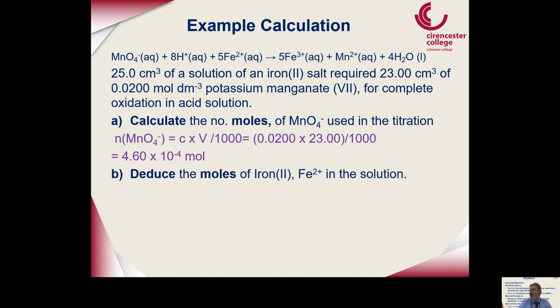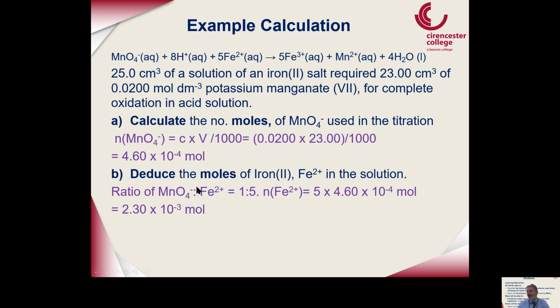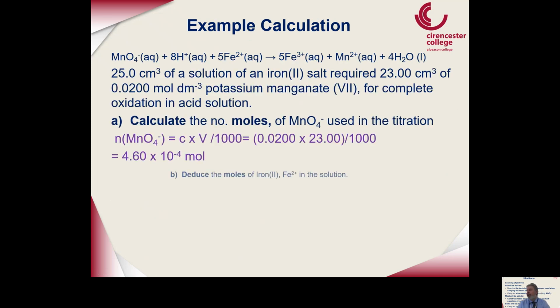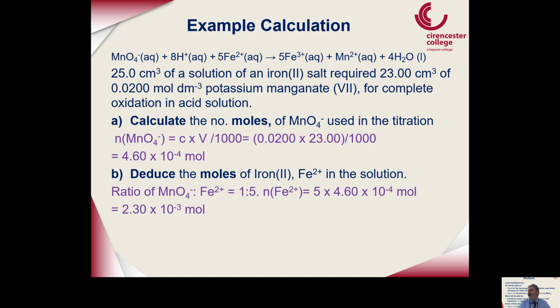Now, deduce the number of moles of iron in there. The ratio from our previous equation was 1 mole of this to 5 moles of that. Let's just recap that. So the ratio is 1 to 5. Therefore we need to multiply this value by 5 to get the number of moles of iron. So 4.6 times 10 to the minus 4 moles of manganate will react with this amount of iron 2 plus.